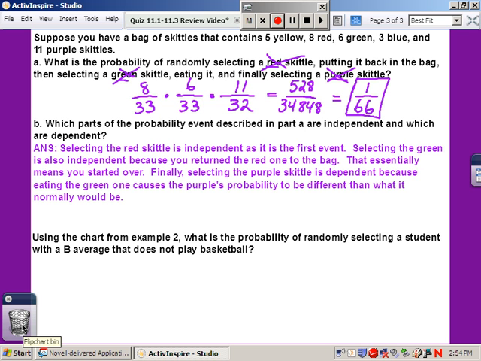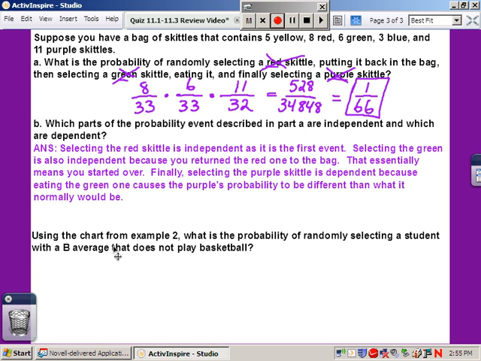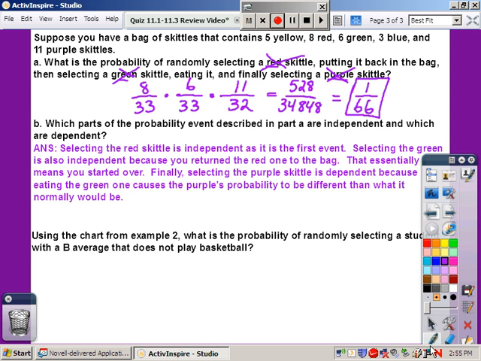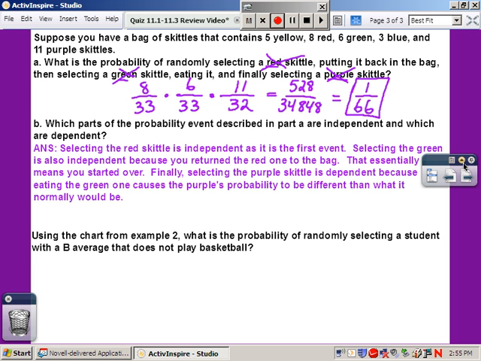And finally, we're on to the last problem. This is a pretty short review, which is good. It says, using that chart from example 2, so hopefully you have your paper you can look at, what is the probability of randomly selecting a student with a B average? I would stop right there. That's the first piece of information that they give you in this problem, that you're selecting a student with a B average. Stop right here. That's the first thing you get. That tells you the total group of students you're going to look at.